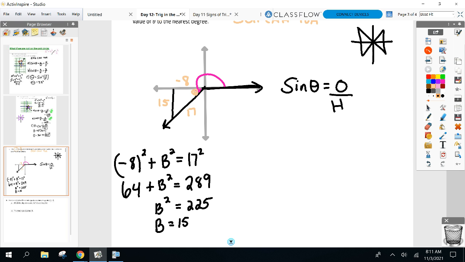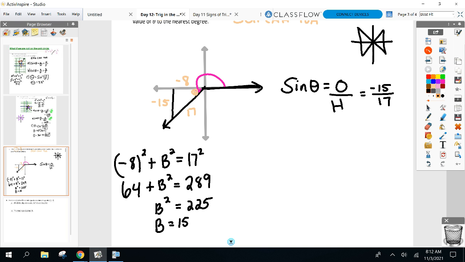And this is why these problems are so tough. Yeah, it's 15. Look where it is. What do I know going down here? These are all negative, yep. All right, so what about sine now? What's opposite now? Negative 15, and my hypotenuse? 17.